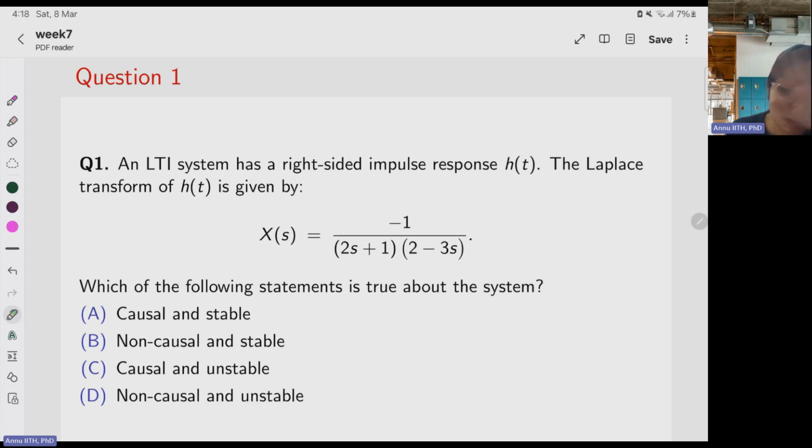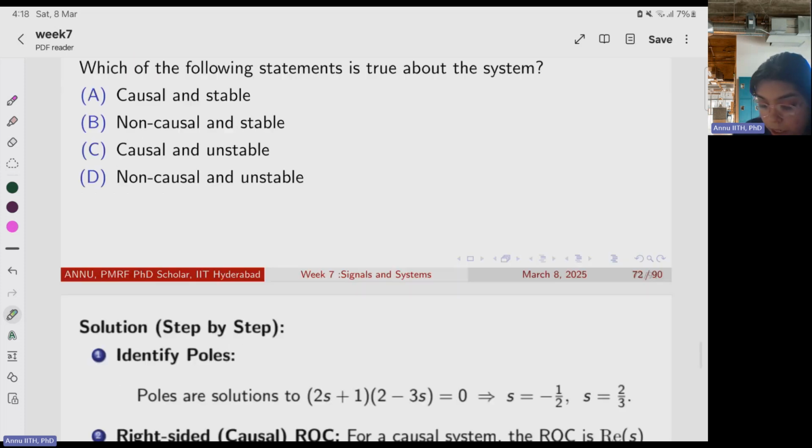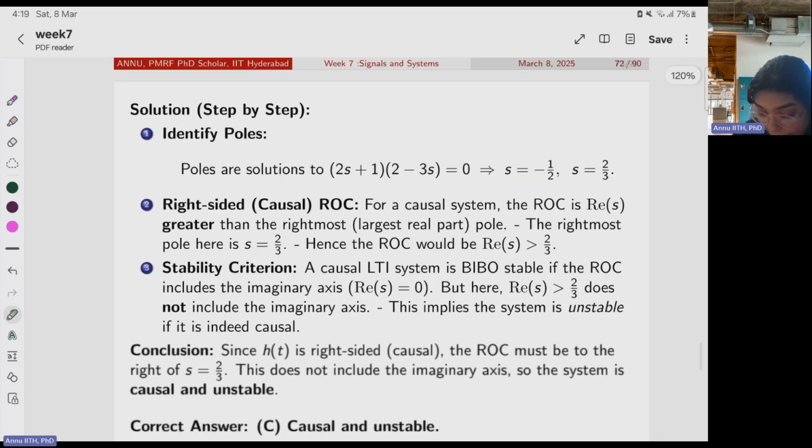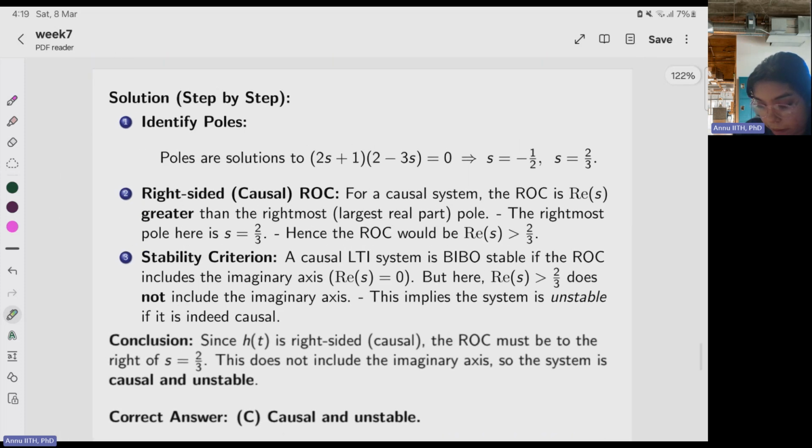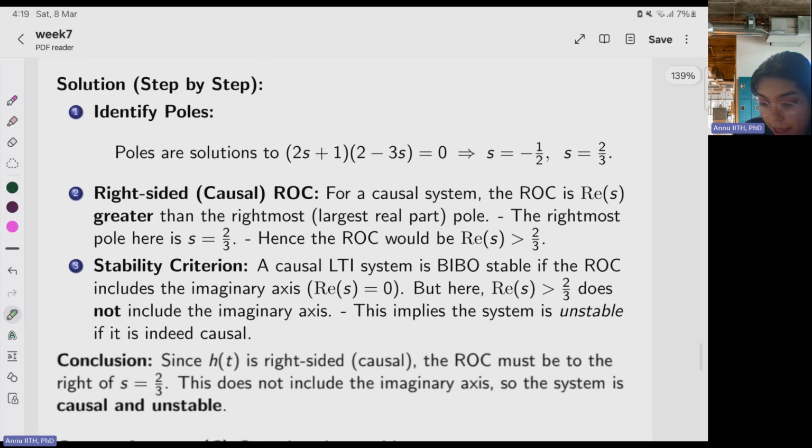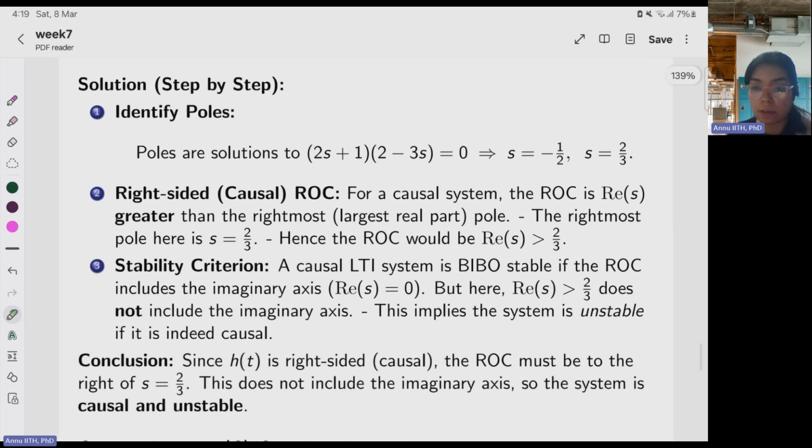Okay, so far no answer. So let me solve it and show how to approach this type of problem. I have a step-by-step solution created for you. Just have a look at it, then I will explain.